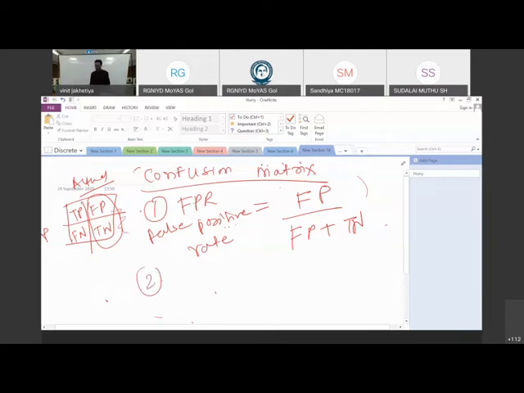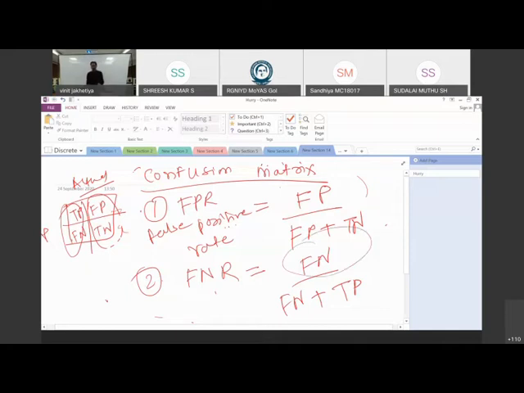Similarly, you can define one more term, which is called the false negative rate. That means FN divided by FN plus TP. That means this term. Out of total positive values, how many you are classifying incorrectly. This is the false negative rate. I will give you the practical applications of these things in later slides.